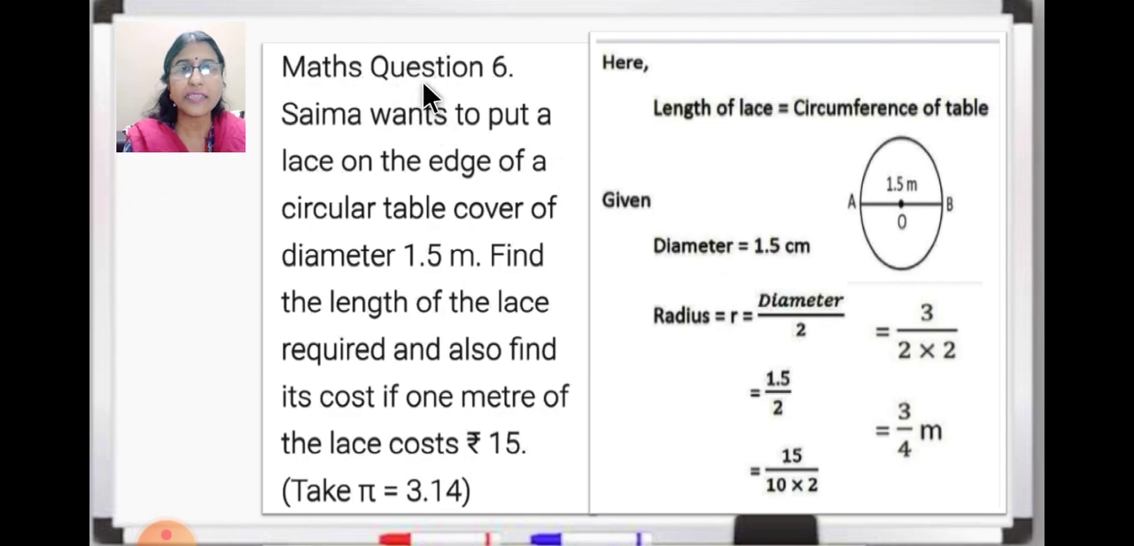Now question number 6. Salma wants to put a lace on the edge of a circular table cover of diameter 1.5 meter. Find the length of the lace required and also find its cost if 1 meter of the lace costs rupees 15. Here we have to take the value of pi as 3.14.